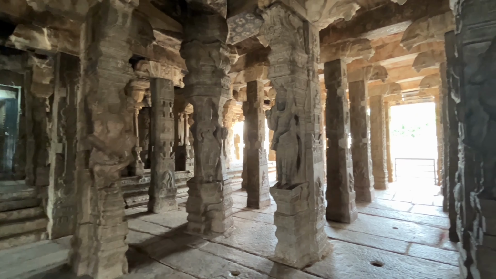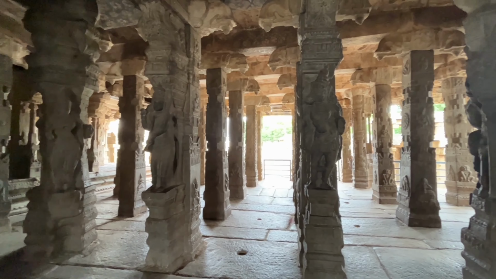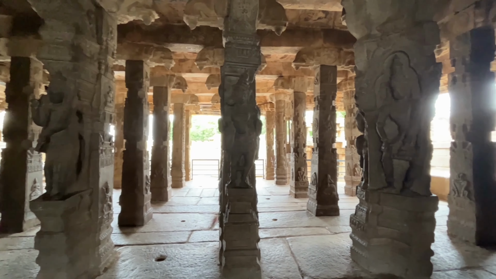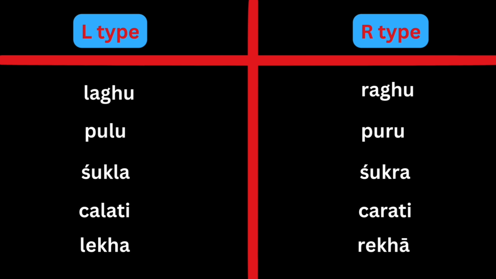Later on in the Vedic period, when classical Sanskrit emerged, it had absorbed the L back again from the Eastern dialects, at least in my opinion. Let us compare the doublets. Laghu, Raghu, Pulu, Puru, Shukla, Shukra, Chalati, Charati, Lekha, Rekha.